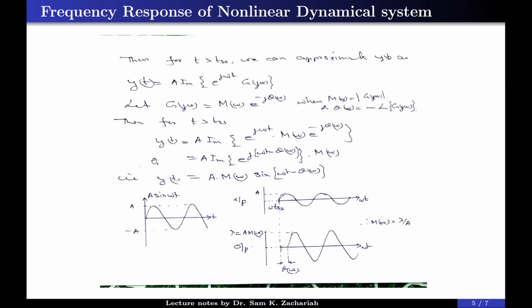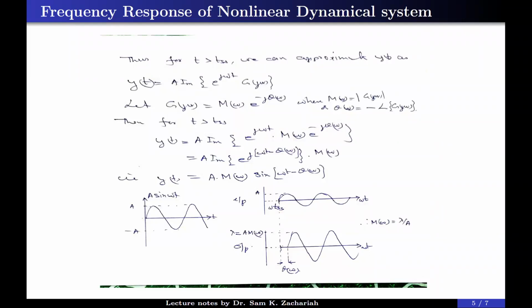Sir, in the output, will the transient behavior be there till omega t plus theta omega? Yeah, here the transients will all settle down prior to the steady state. In the input there is no transient, the output only is having transients.